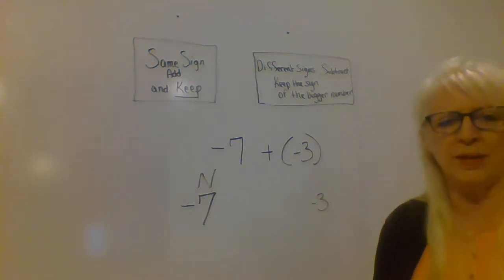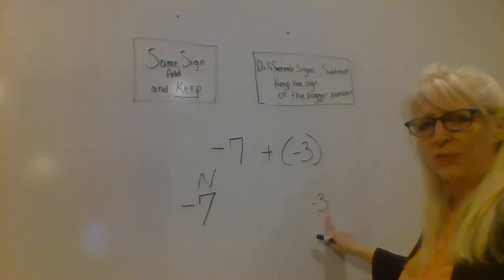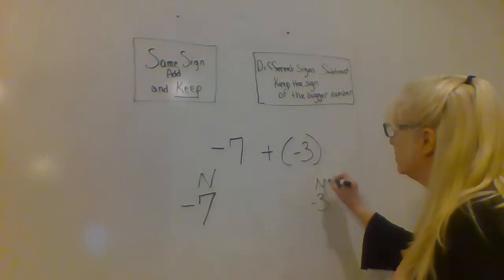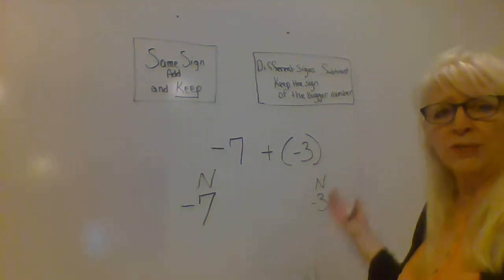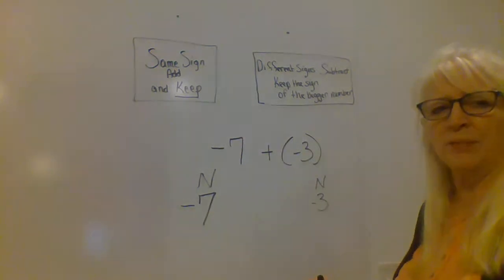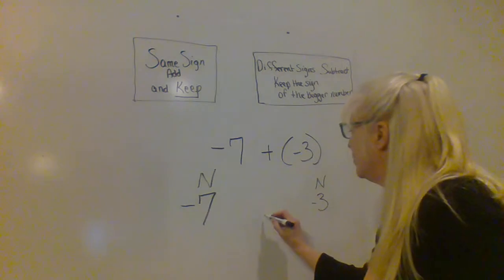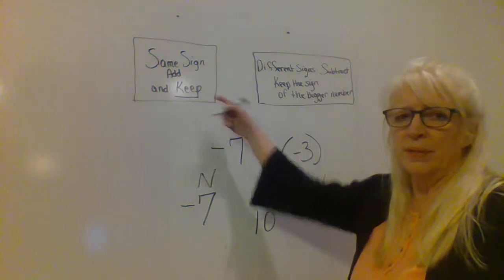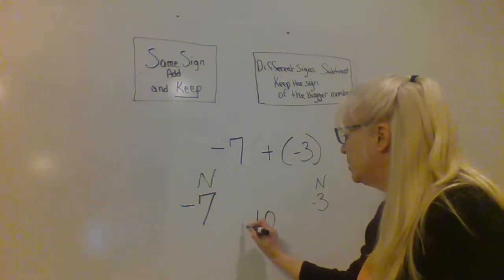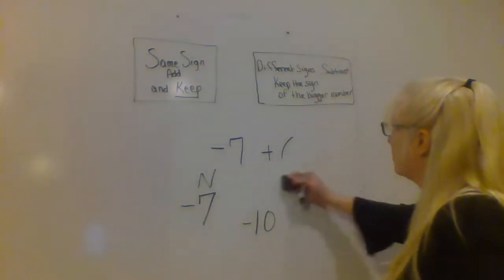And this is how I think about it. So this is actually a -3. And so I'm going to write an N above it. So you can see that they're both negative, so they're the same sign. So I'm going to use my same sign rule. Same sign, add. So I'm going to add 7 and 3. That's 10. And then it says keep. And I'm going to keep the same sign, which was on both of those numbers. So it's -10. Let's look at another one.